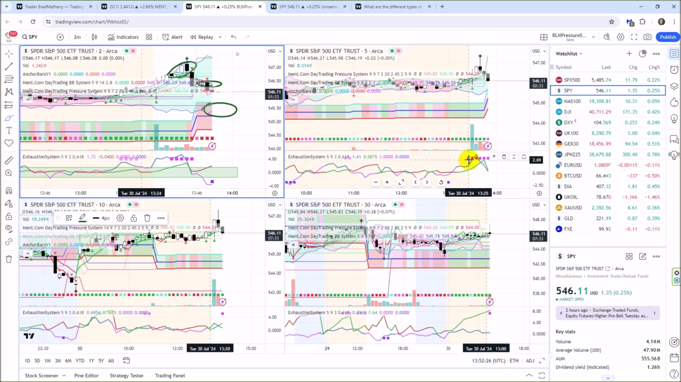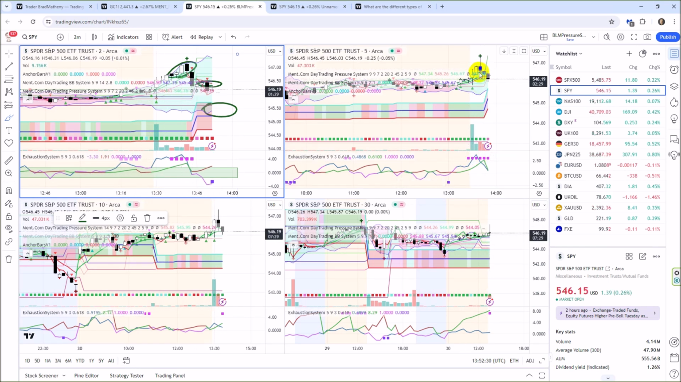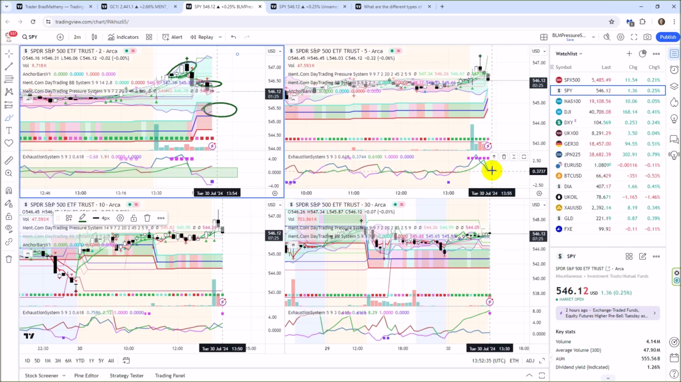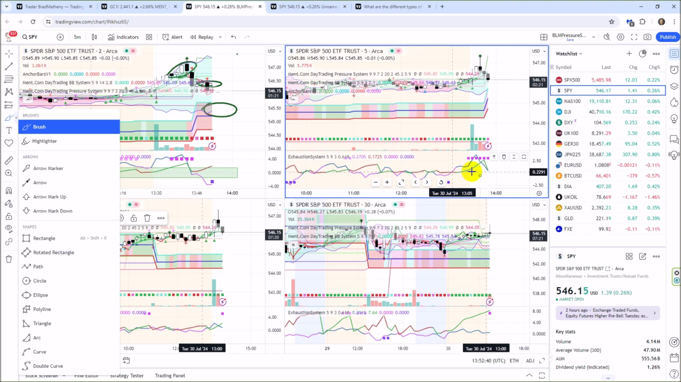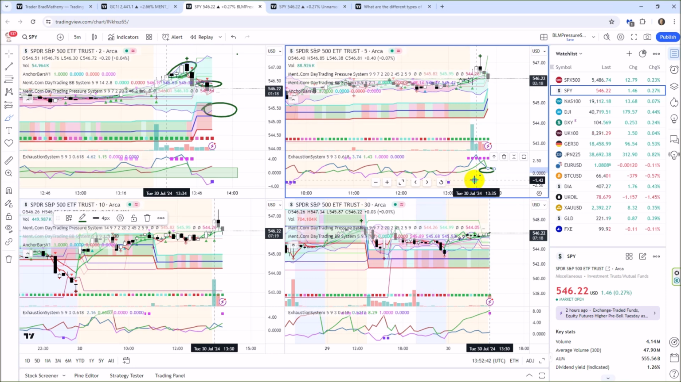And you can see here we had exhaustion on the 5-minute pretty much as soon as the market opened. It was pretty high. So we are now resetting. You see how this is reset here? So we come here and draw this. This is now a reset.